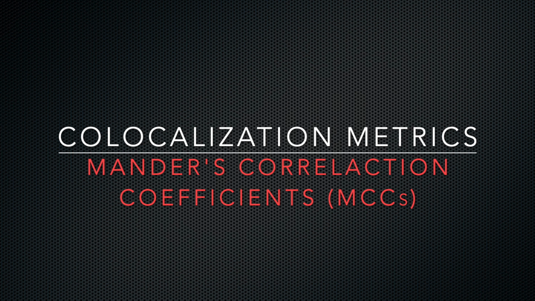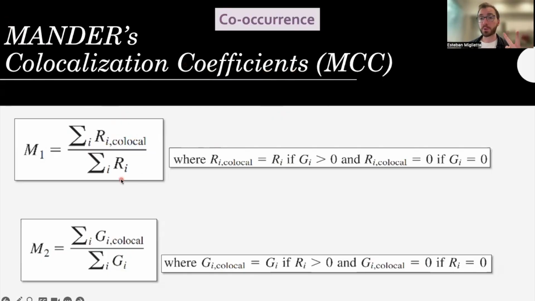Manders also proposed other coefficients, which are called the Manders colocalization coefficients. And I say this in plural because it's actually two twin metrics, M1 and M2, which are kind of the two sides of the same coin. The MCCs are the sum of the colocalized pixels for each channel divided by the sum of all the pixels in each channel. So M1 is the sum of all the colocalized red intensities divided by all the red pixel intensities, and M2 is the same for the green.